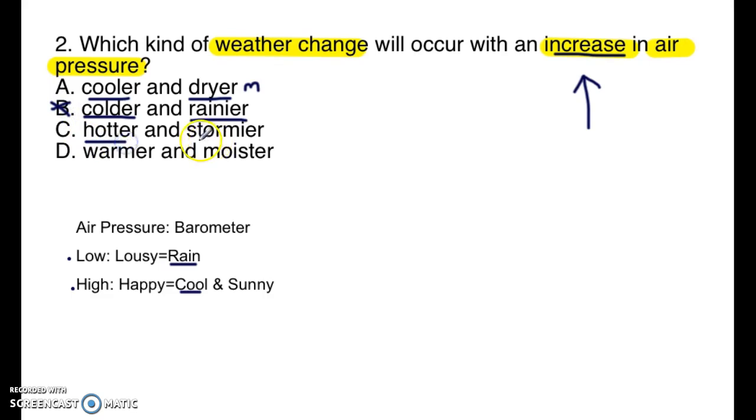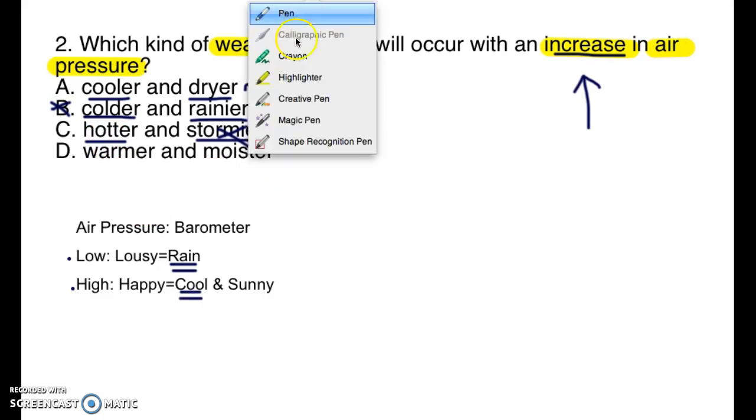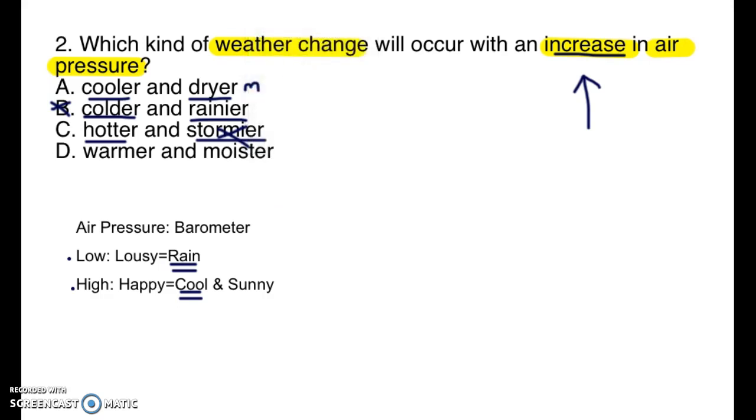Hotter and stormier. Well, again, we have rain, and lousy means rain or storm, so that doesn't fit. And we also said cool. One of the misconceptions is that the H stands for hot. However, if you look at the weather on the news, the H is typically a big blue H, which stands for cooler weather that is coming in. So that cannot be it.